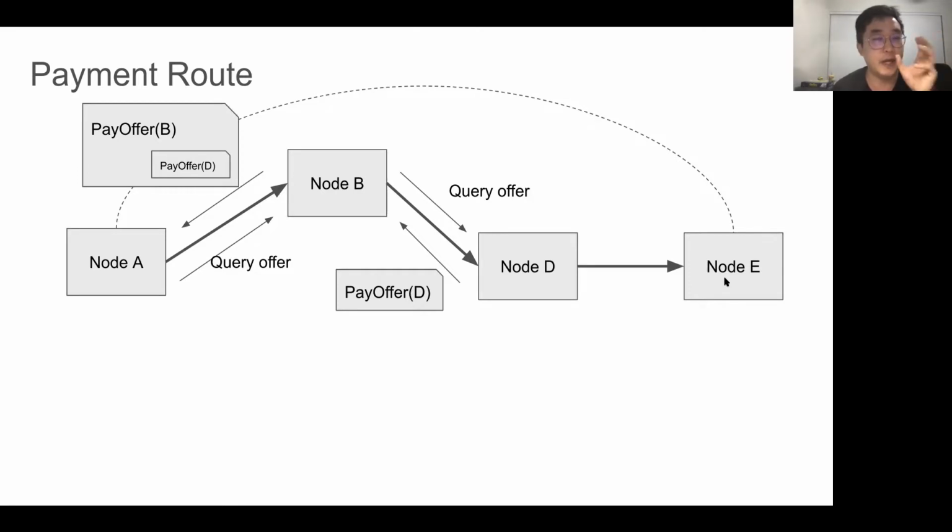So node A will then be able to proxy a payment all the way to node E. The payment is done recursively, similar to query offer. After node B receives a proxy payment request from A, because pay offer B depends on another offer, node B will use the dependent offer, which is pay offer D, to proxy a payment through node D. And after D receives the request, D will just pay directly to node E because pay offer D does not depend on any other offers.